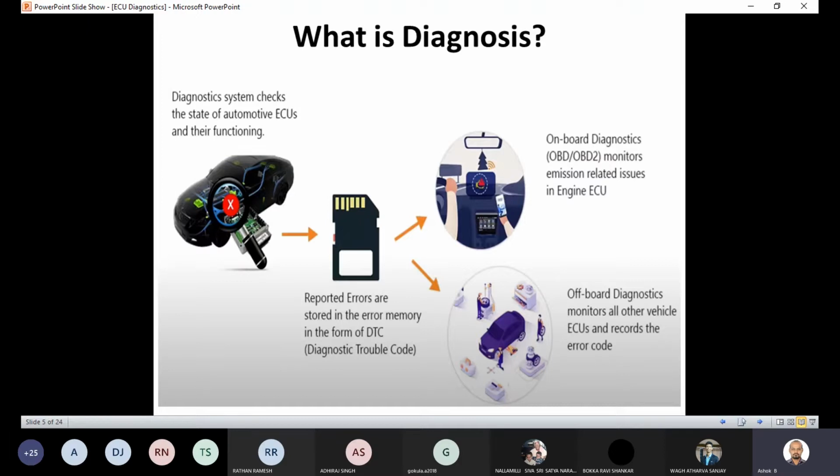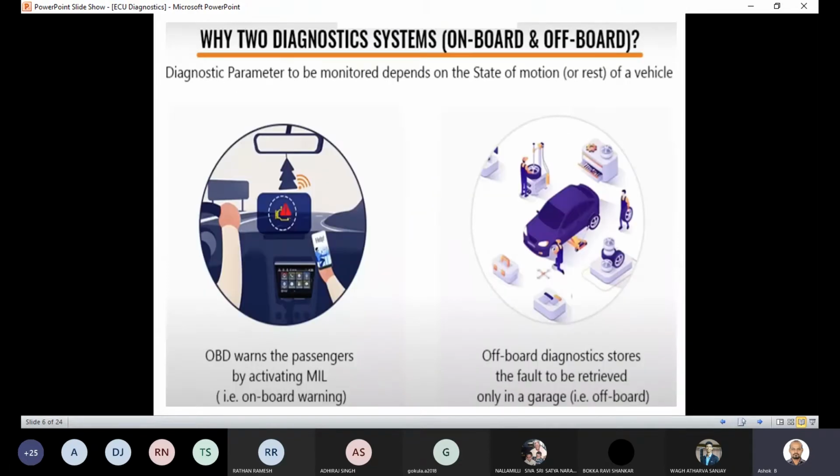Onboard diagnostic is nothing but, during the vehicle operation, it is able to diagnose the problem there itself and inform the driver. And offboard diagnostic is for the faults that are not that important, or do not majorly affect the vehicle performance or output; they will be retrieved or serviced with the help of the offboard diagnostic capability only. Why two diagnostic systems, onboard and offboard, are used: the onboard diagnostic warns the passenger by activating the MIL lamp.